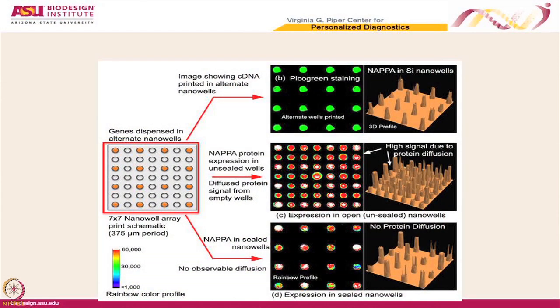Okay, so this is what this looks like. Here we've dispensed genes into nanowells. The genes are in this pattern where they're separated by wells that don't have any expression. And you can see how accurately it expresses. You get very clean expression at each spot. And despite the fact that these are very close together, you're seeing no intervening spots, right?